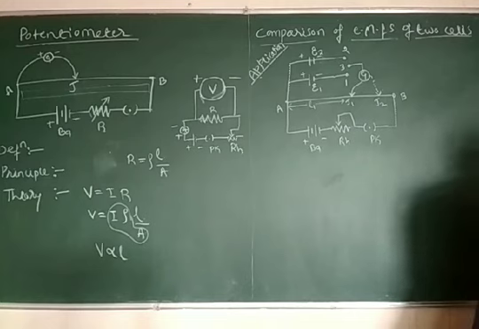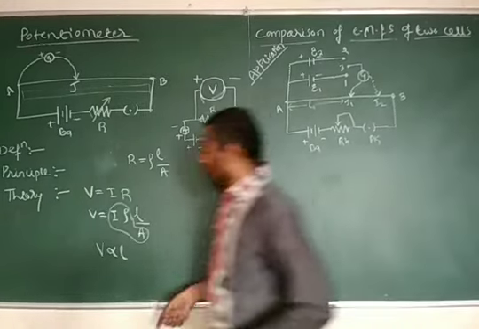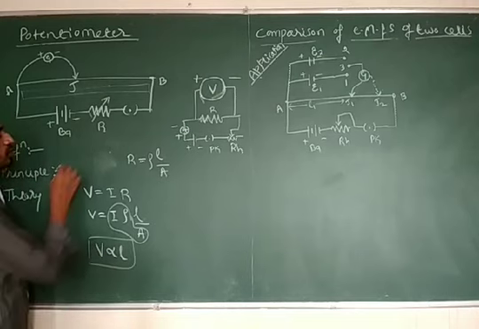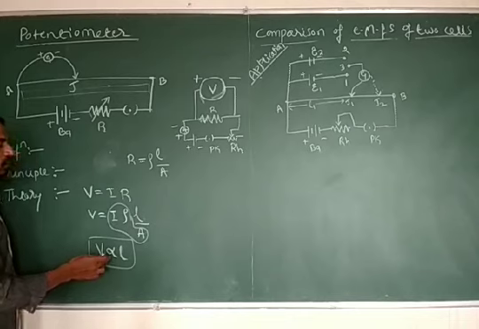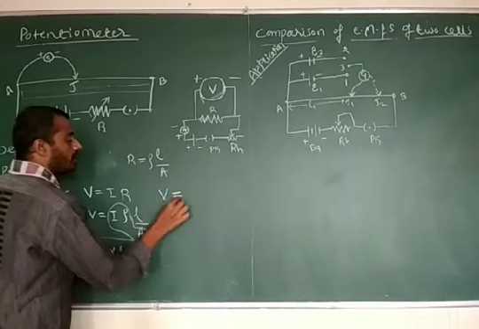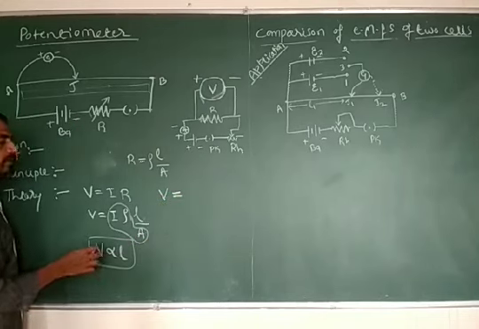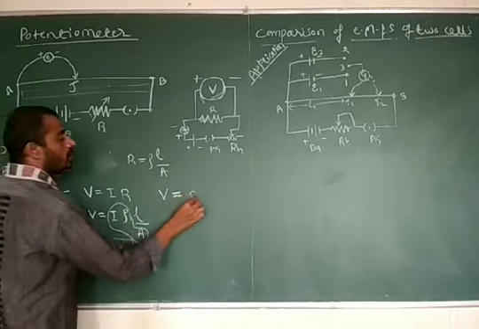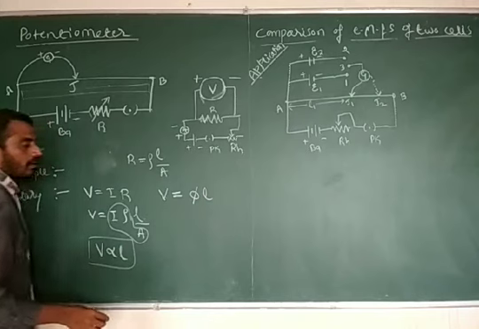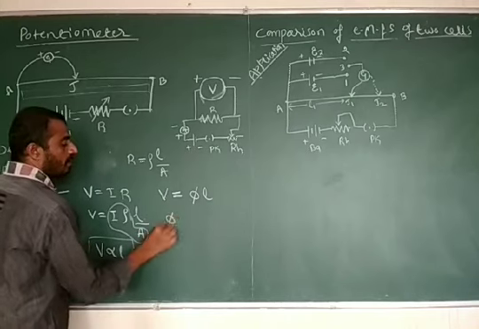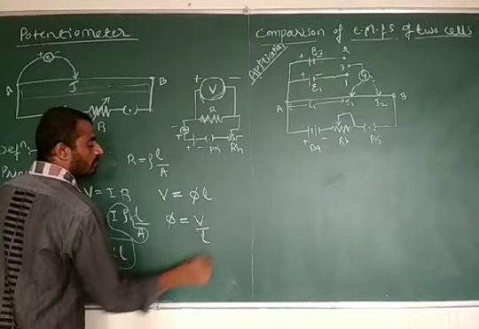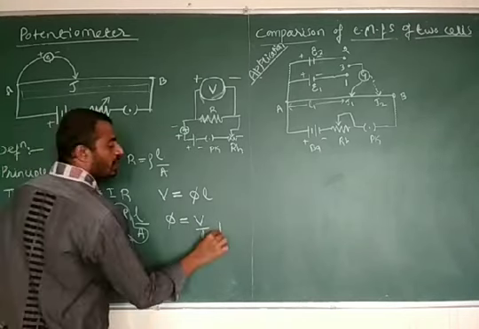Based on this principle, V is proportional to L. Based on this, the potentiometer is constructed. If you remove the proportionality sign, V can be replaced by equal to, with a constant of proportionality called phi: V equals phi into L. How is that defined? Phi is defined as phi equals V by L. This is nothing but the potential gradient.